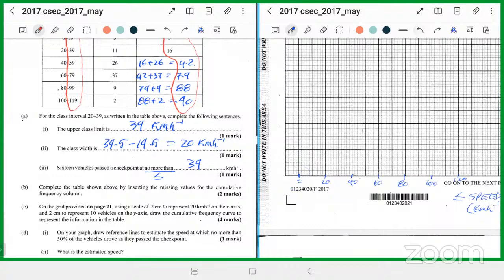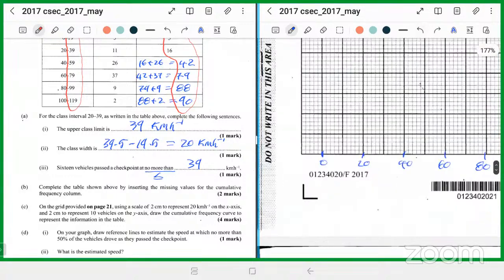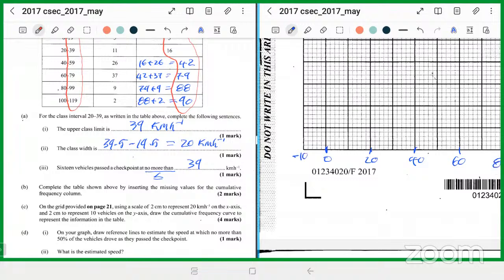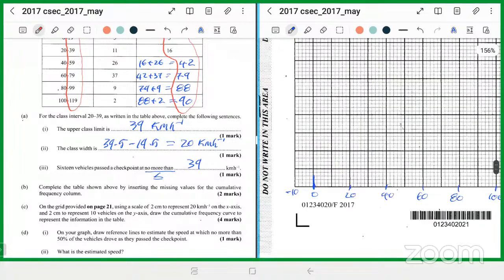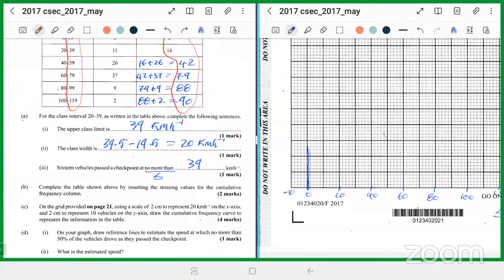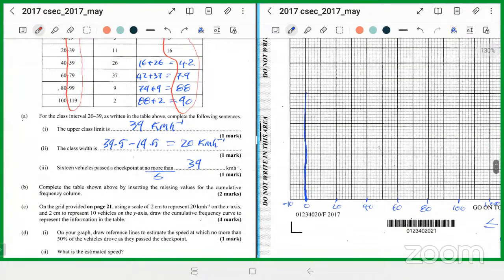Right, so here will be negative 10. I'm going to show you why I'm doing that. So here will be my y-axis, this line. All right, so I'm going to put my y-axis here. This becomes my y-axis.